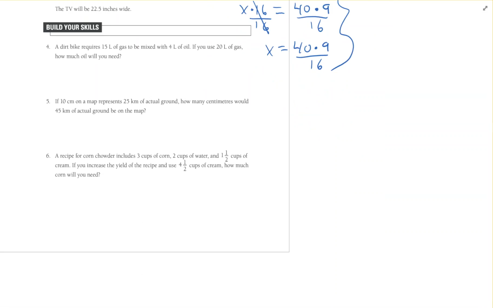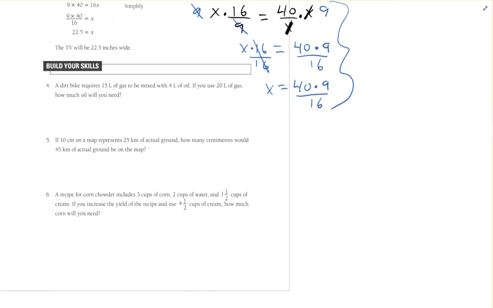Okay, so I'm going to help you out with this first one to help you get it set up, and then I'm going to let you go and do the rest of them. So let's do number 4. It says a dirt bike requires 15 liters of gas to be mixed with 4 liters of oil. If you use 20 liters of gas, how much oil would you need? So let's just start here. We've got 15 and we've got 4. That's our first ratio, so let's write that down. 15 over 4. It's going to be equal to a different ratio.